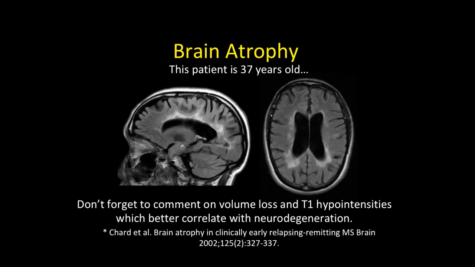And again, don't forget to mention the brain atrophy. This is a 37-year-old patient only, pretty young, with multiple sclerosis, and the volume loss and the T1 hypointensities correlate well with the neurodegeneration.